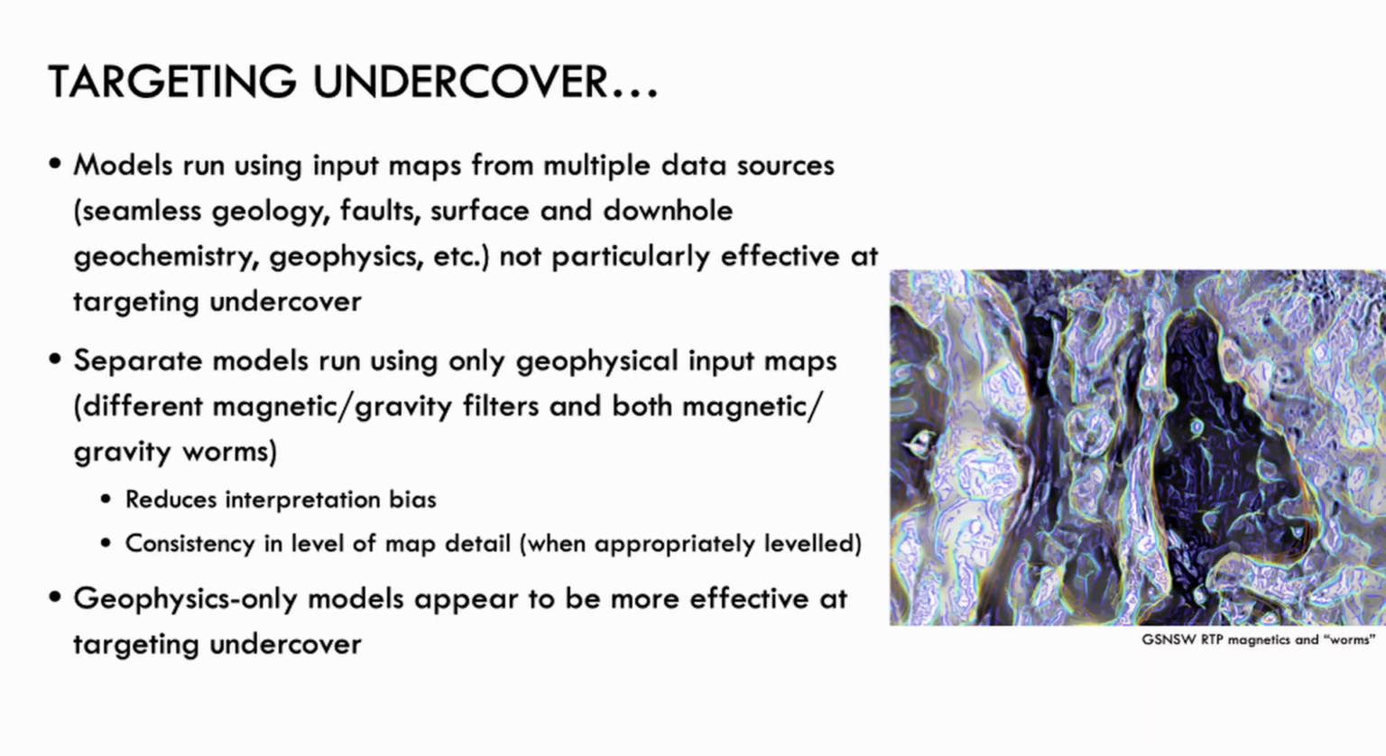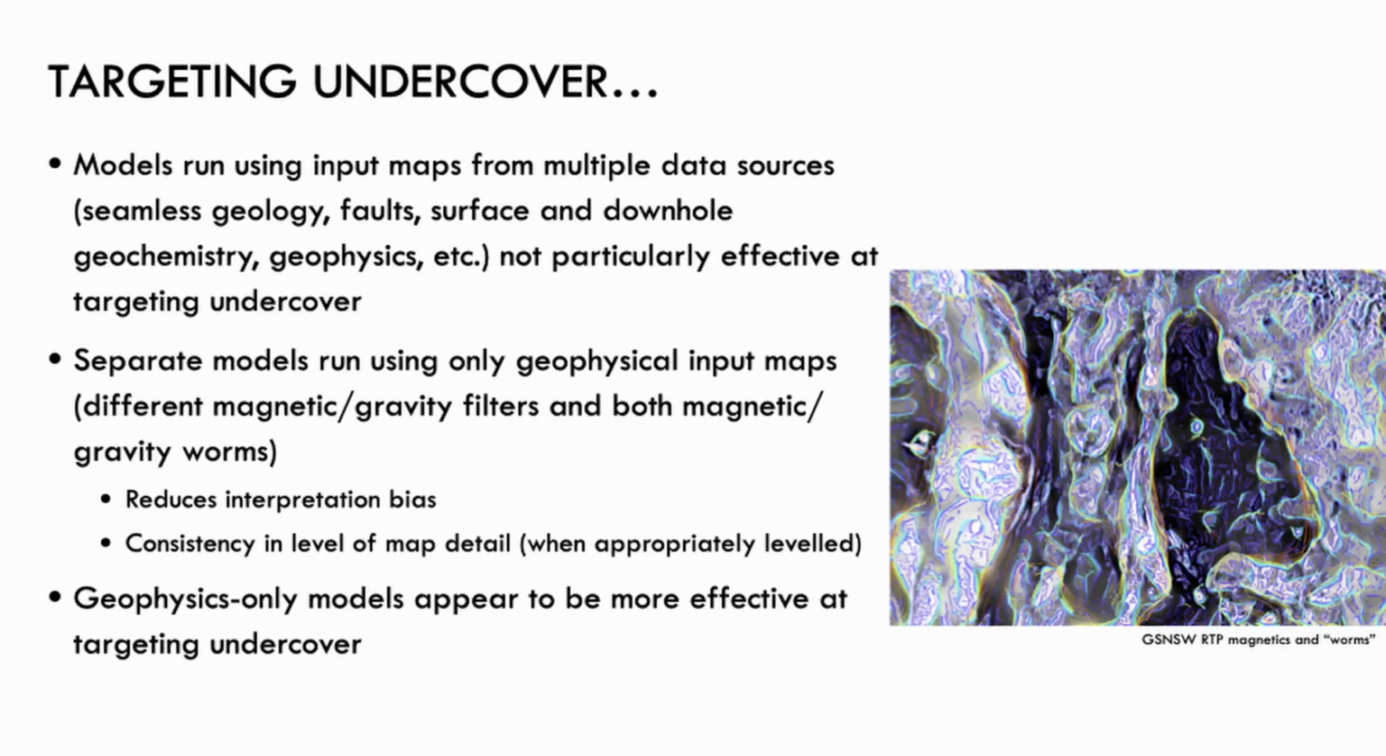So the next aspect of the modelling was to see how effectively they worked undercover. The original set of models were run using multiple data sources, for example the seamless geology, the fault attribution data set, surface and downhole geochemistry, geophysics, and remote sensing, but when we looked at the outputs from those models, they didn't appear to be particularly effective at targeting undercover. So I designed separate models using only geophysical input maps, so different mag and gravity filters, worms, etc., which helps to reduce the interpretation bias, and also being geophysics, they help us to target undercover.